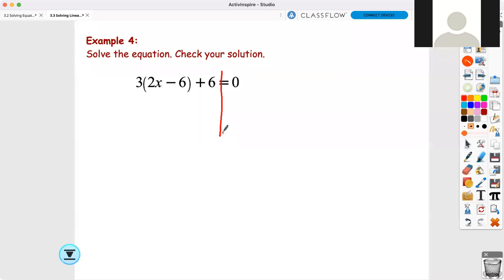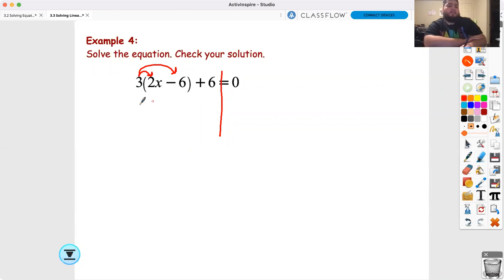Distribute. Correct, the distributive property. Yes, distribute. Only 2 arrows, right? Because only what's inside the parentheses. So then 3 times 2x is 6x. 3 times minus 6 is negative 18. Plus 6 equals 0.